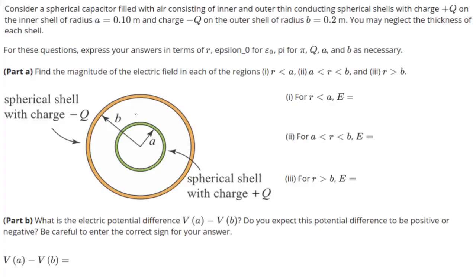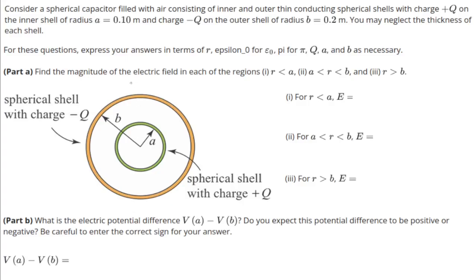Consider a spherical capacitor filled with air, consisting of inner and outer thin conducting spherical shells, with a charge plus Q on the inner shell of radius 0.1 meter, and a charge of minus Q on the outer shell, which has a radius of 0.2 meters. And we can neglect the thickness of each shell. And in part A, find the magnitude of the electric field in each of the regions.